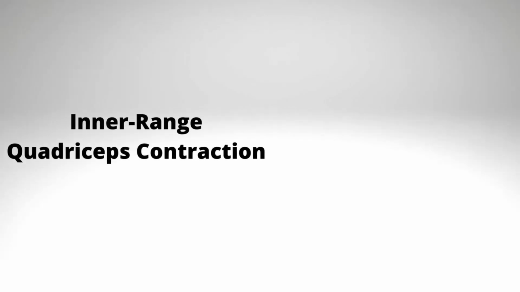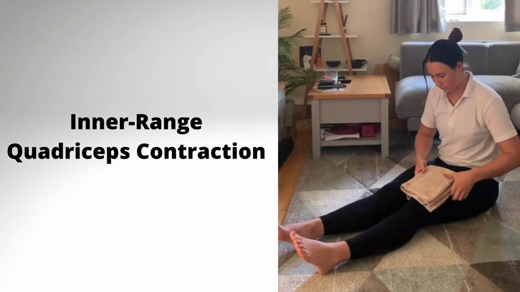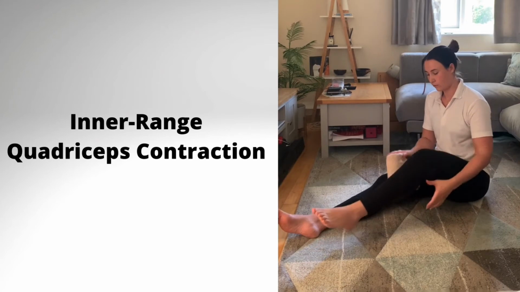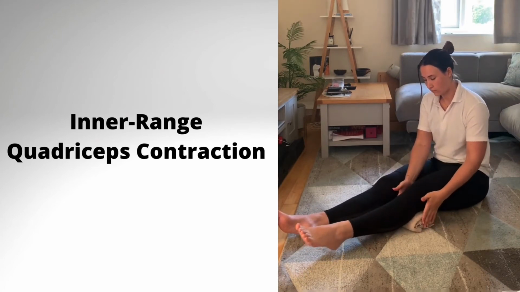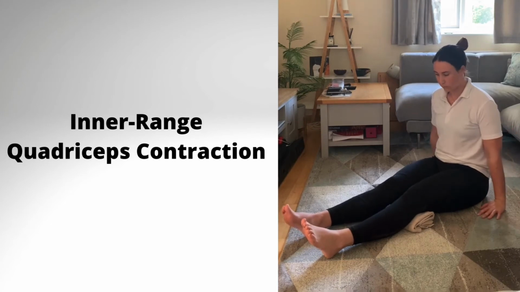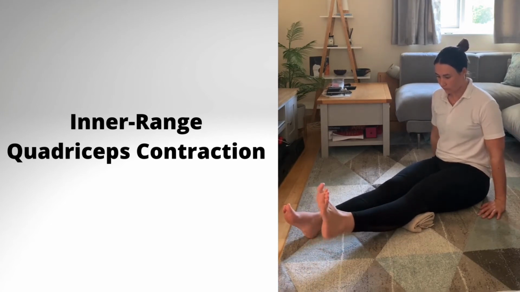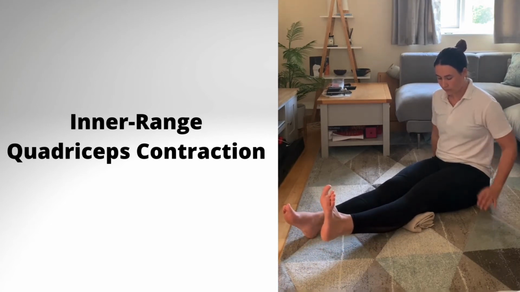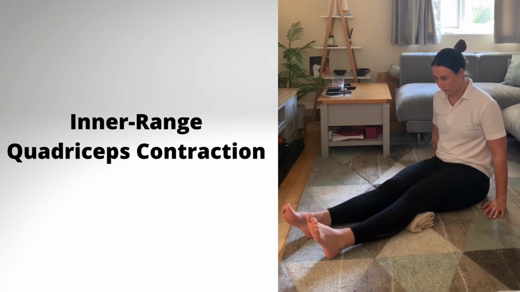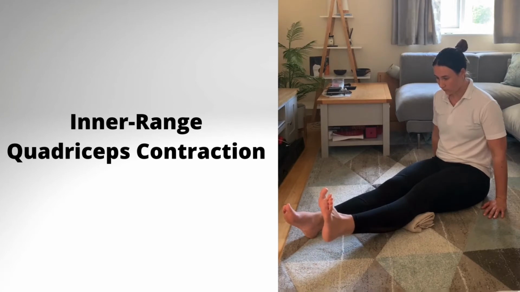For the next exercise, take the towel and roll it up like so and place it under your knee. Place both your palms on the ground for extra support. And now just work on extending that knee and pointing your toes up to the ceiling. And this will work and strengthen your quadricep muscles, which is at the front of your thighs. And repeat this exercise 10 times as well.